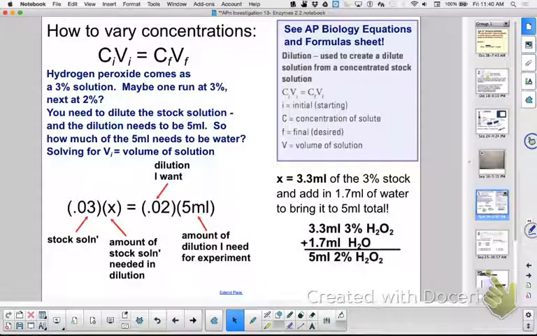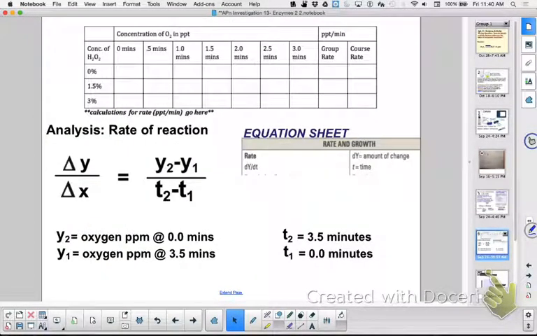And then you're going to grab, you have a data table where you're going to put in 0% concentration of hydrogen peroxide. What would this be, our 0%? That would be our what? Control. What can we do to get 0% hydrogen peroxide? Just use water. Just use water. Good. Okay. 1.5%, that's when you do 2.5 water, 2.5 hydrogen peroxide, and then 3% is just straight what?